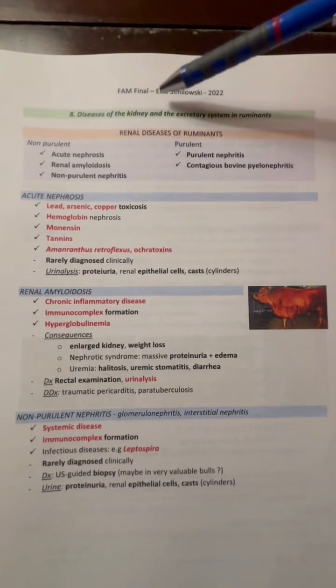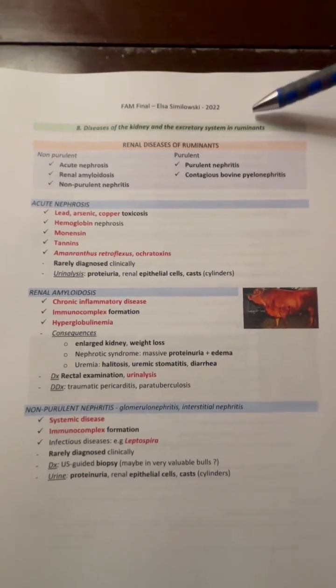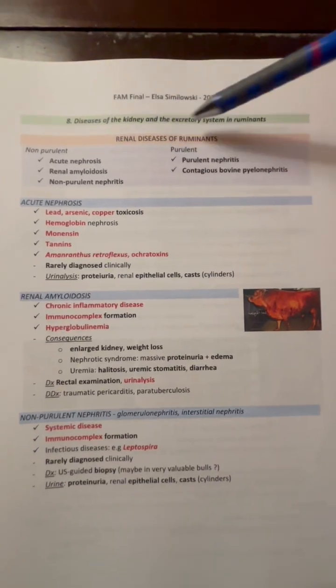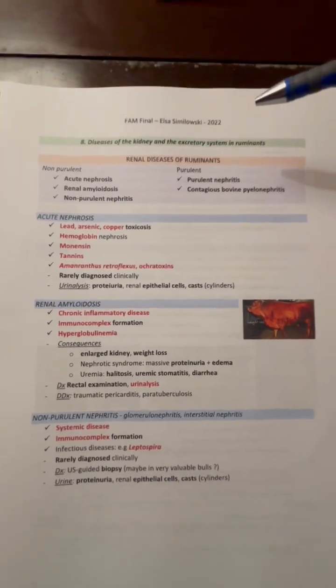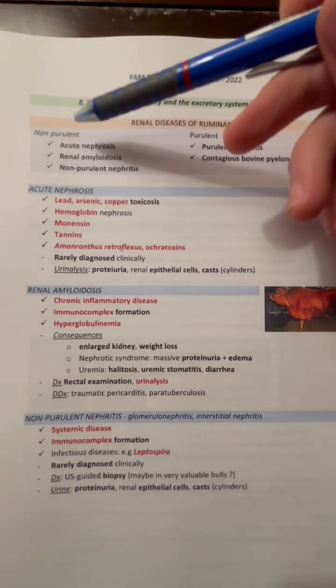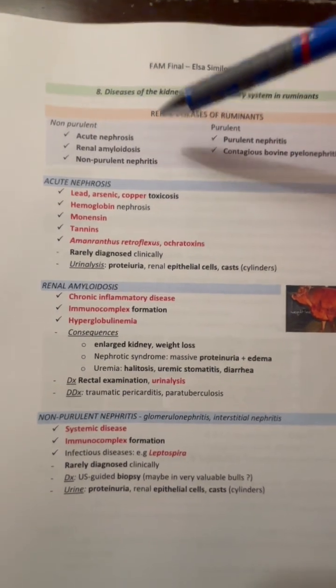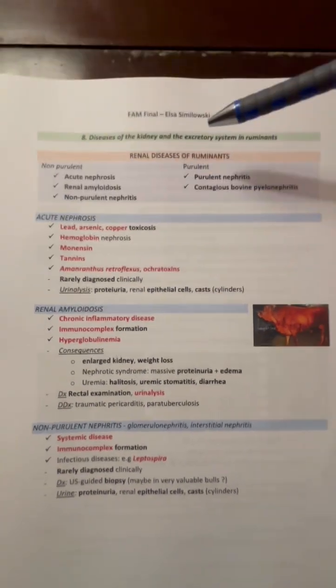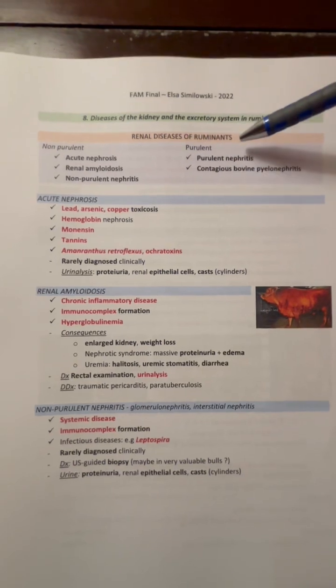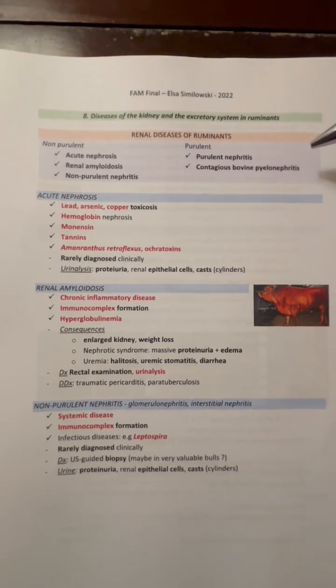Diseases of the kidney and the excretory system in ruminants. So renal diseases in ruminants can be non-purulent and purulent. The non-purulent diseases are acute nephrosis, renal amyloidosis, and non-purulent nephritis. The purulent diseases are purulent nephritis and contagious bovine pyelonephritis.